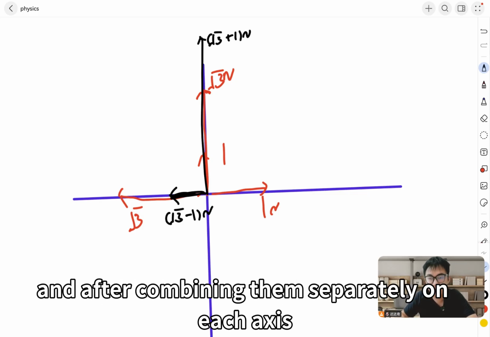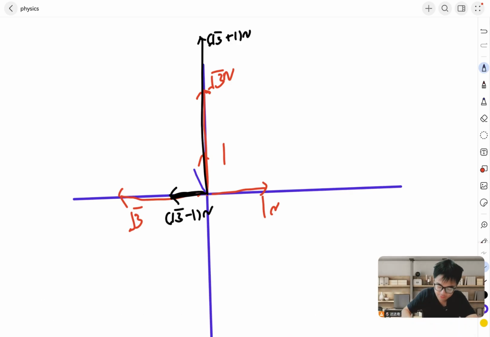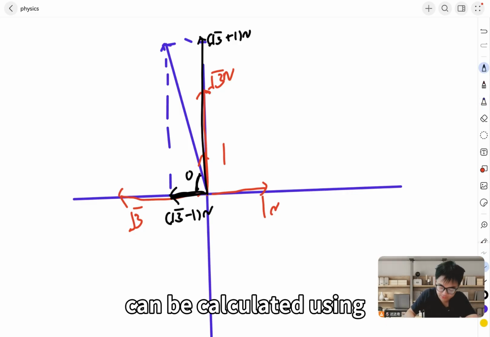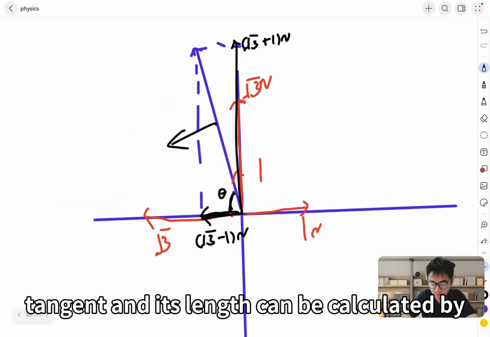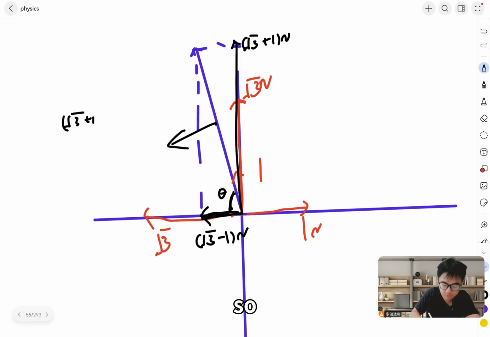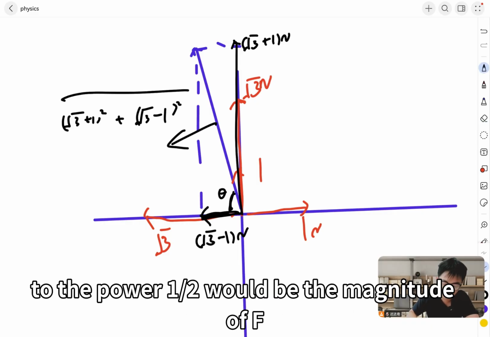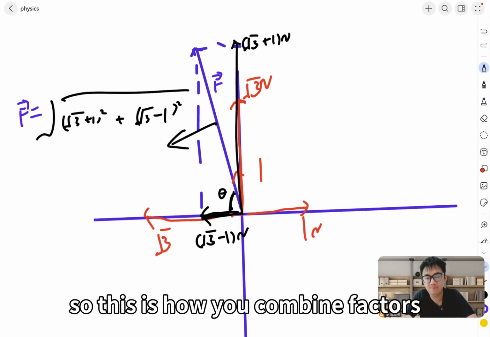And after combining them separately on each axis, you need to recombine them together, use your Pythagorean theorem, and get a length here. You can count it, and its angle can be calculated using tangent, and its length can be calculated by the Pythagorean theorem. So (a squared plus b squared) to the power 1/2 would be the magnitude of force F. So this is how you combine vectors.